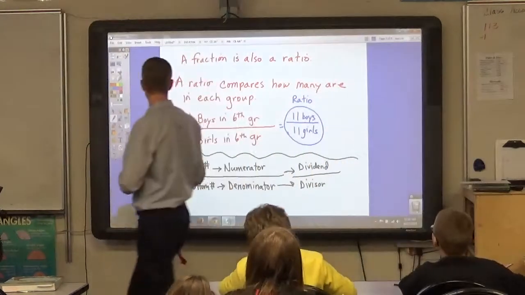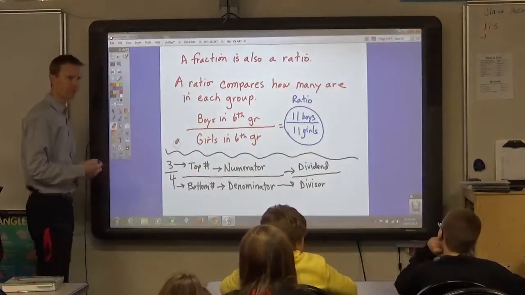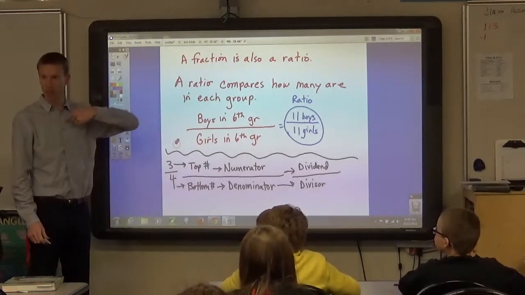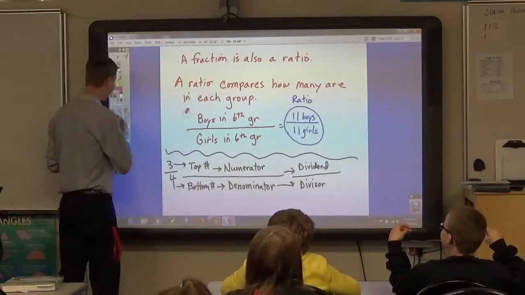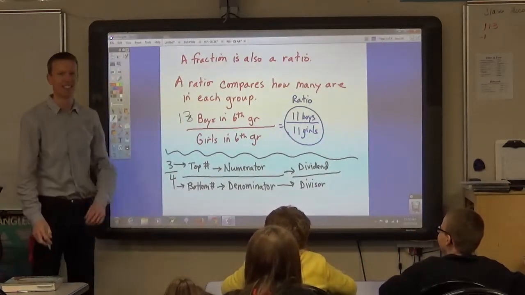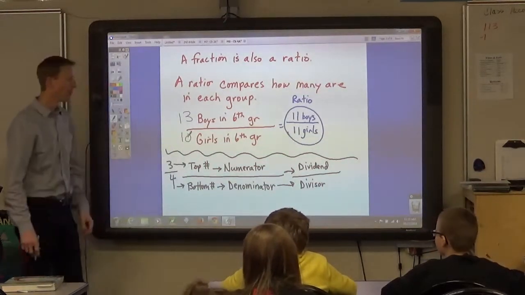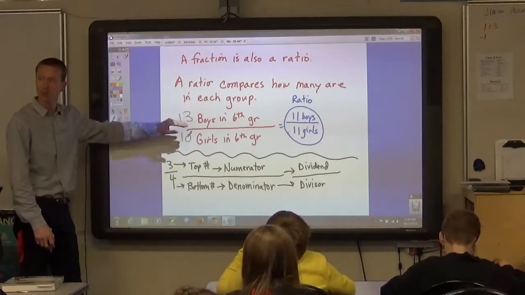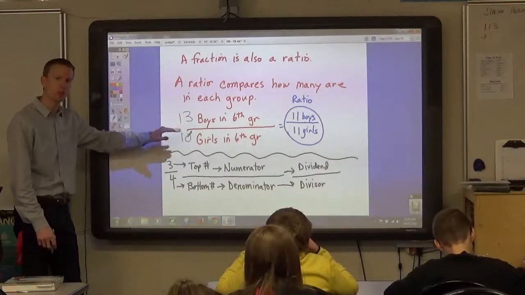We can write a ratio for the number of boys to the number of girls in here right now. How many boys are there in here? 12. Including me? 13. I'm a boy, yeah. How about girls? How many girls are there? 10. So there's 10 today? Yeah. 13 boys to 10 girls. That's a ratio of boys to girls.